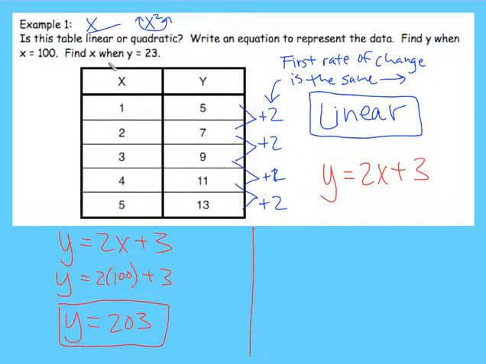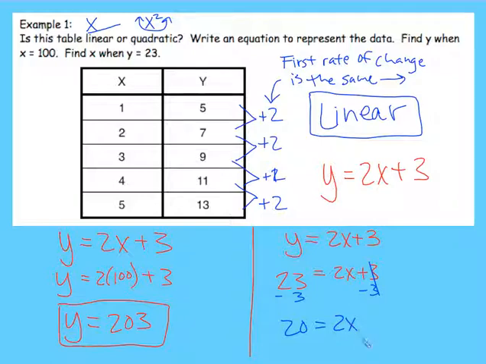Then it says to find x when y equals 23. So here's our equation. We get 23 for y. Now you actually have to solve this equation. So minus 3, you get 20 equals 2x. Then to get x by itself, you have to divide both sides by 2, and you'd get 10.